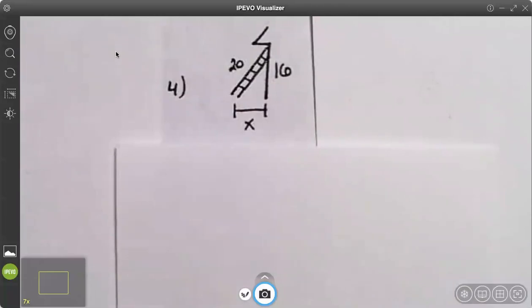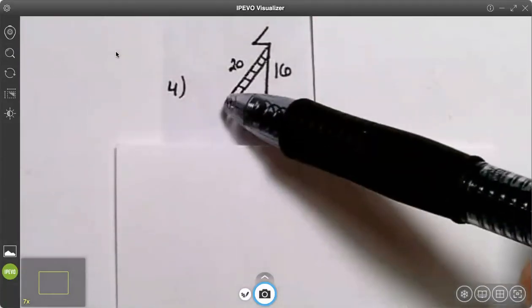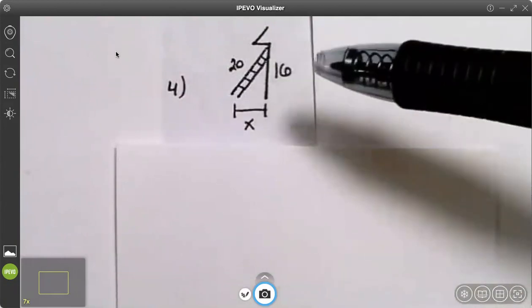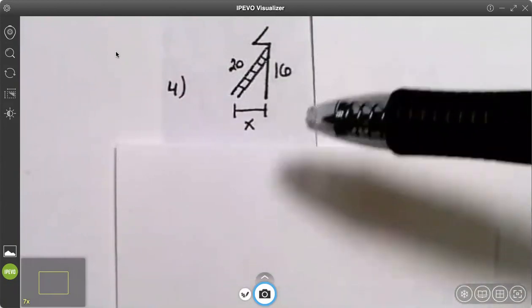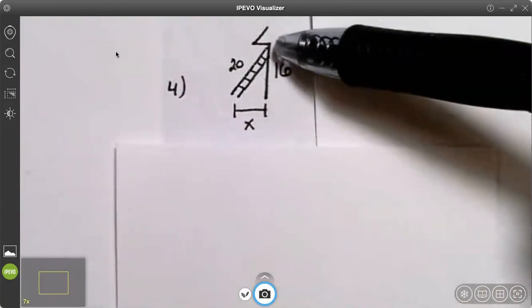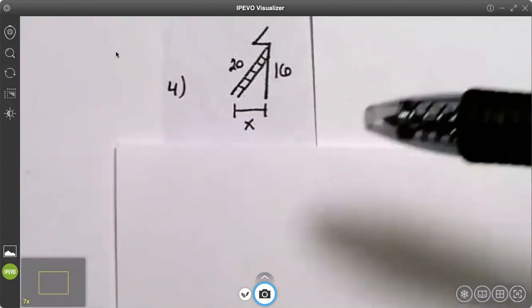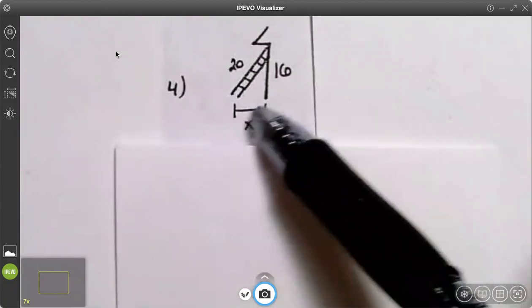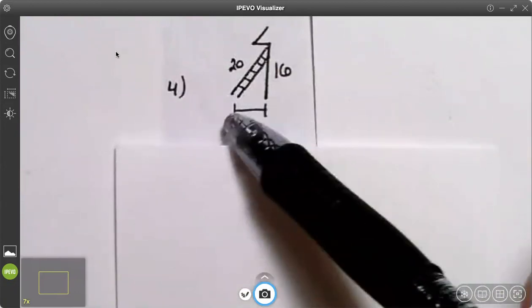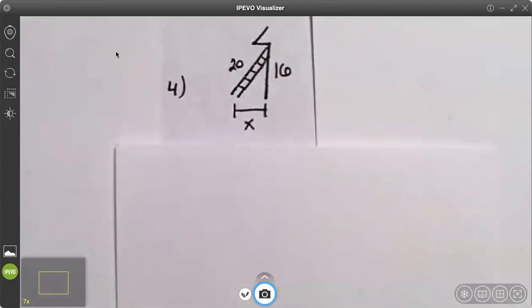So here's my picture. She needs a 20-foot ladder. So there's my 20-foot ladder against a building so that it reaches a window 16 feet above the ground. So there's my 16 feet up to the window. I could have drawn a picture of a window there. How far from the building should she place the base of the ladder? So that's what I'm trying to find, the distance from the base of the ladder to the building.